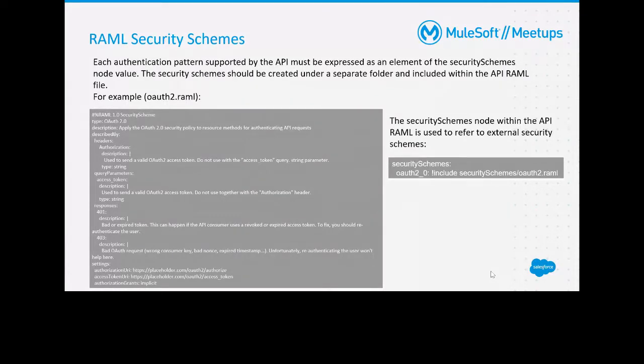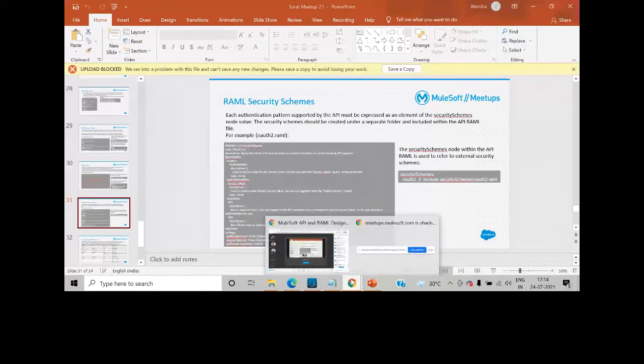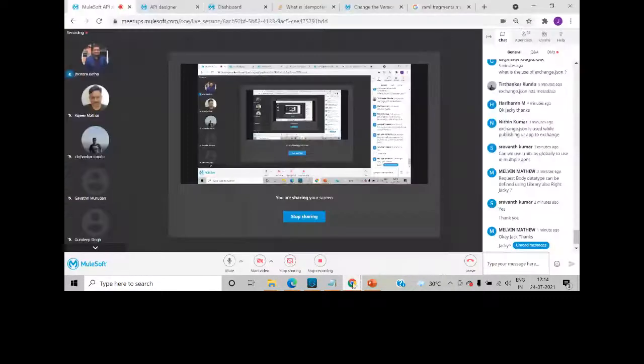It will not validate the client ID and client secret values. For that you have to apply the right authentication policy. That policy will actually validate the client ID and client secret. The security scheme will just validate whether the client ID and client secret are present in the input request or not. So you need to apply a policy for validating the actual values. Okay, let me show the RAML.